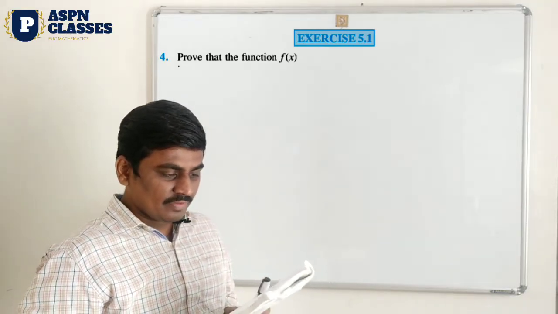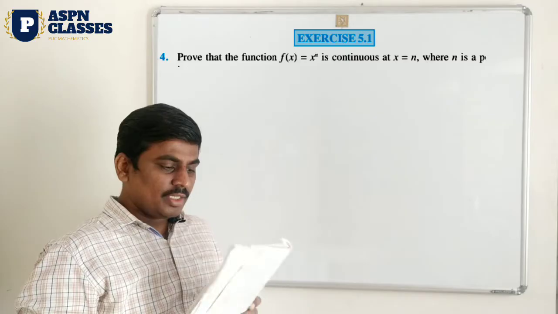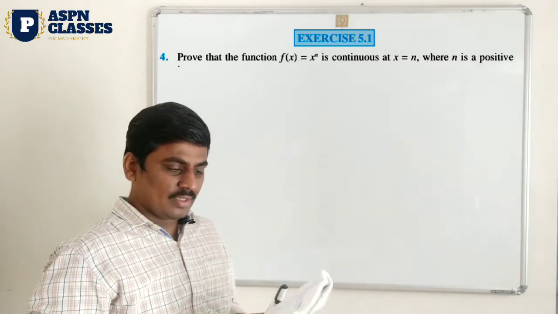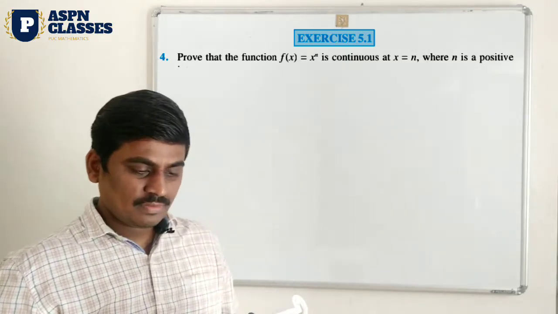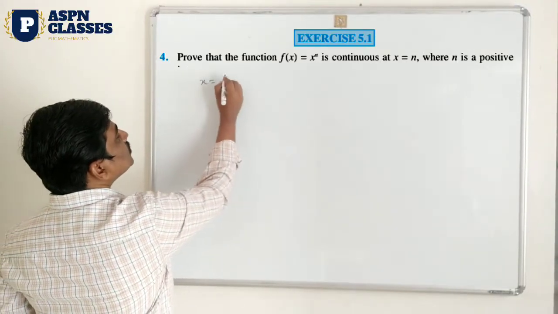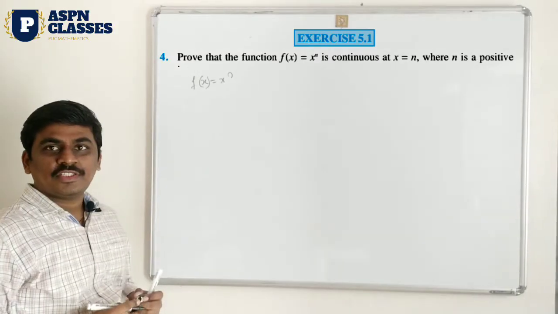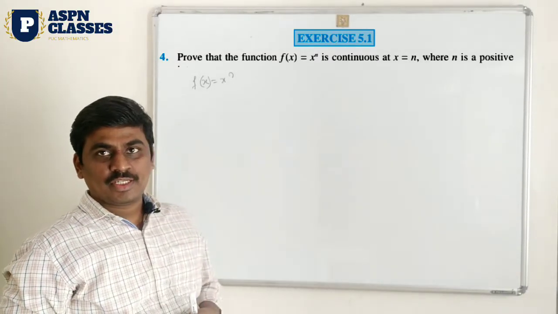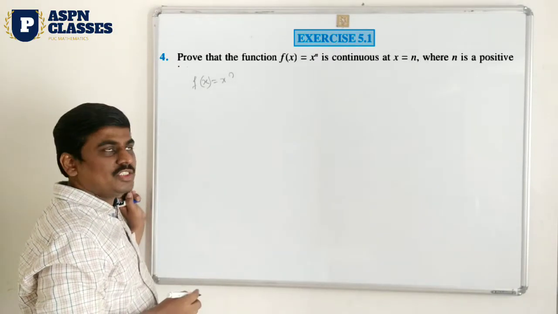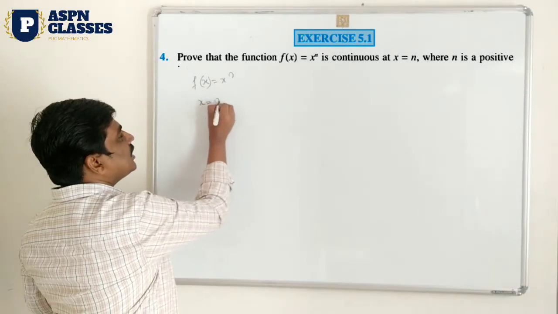Next example, observe here, question number 4. Prove that the function f of x equals x raised to n is continuous at x equals n, where n is a positive integer. Now observe here, f of x equals x raised to n. Is it a continuous function at x equals n? You have to take it here, n being any positive integer. x equals n only you have to take.